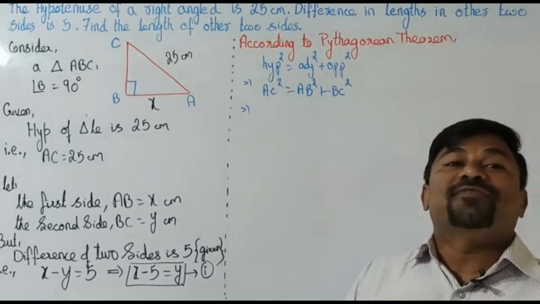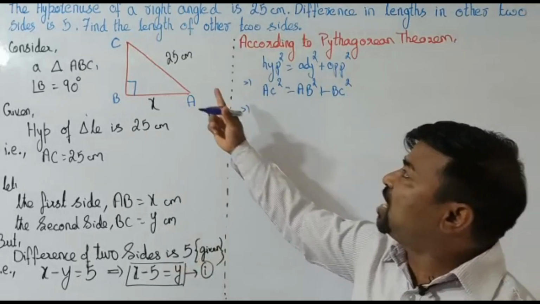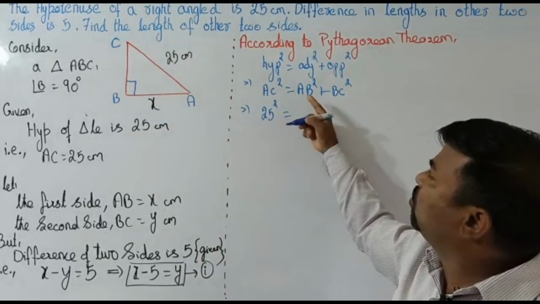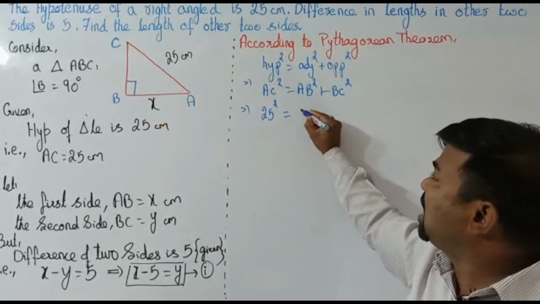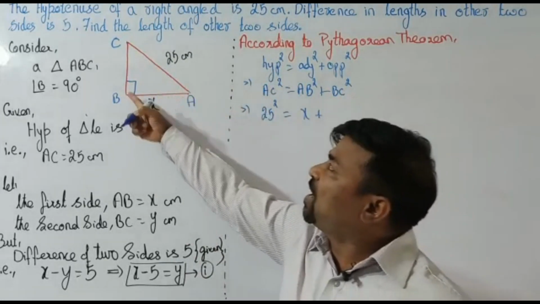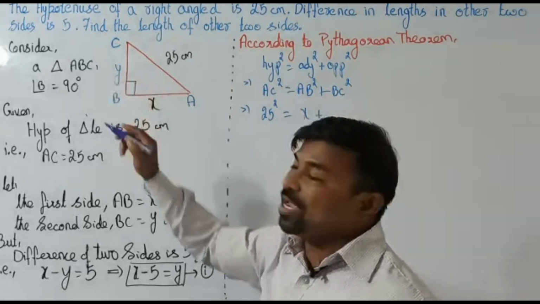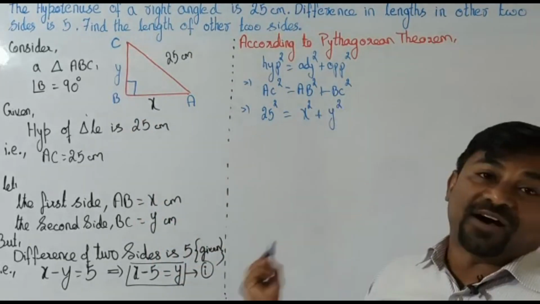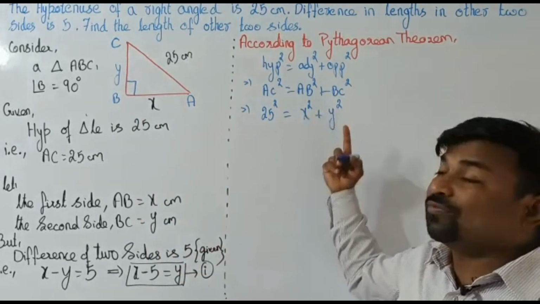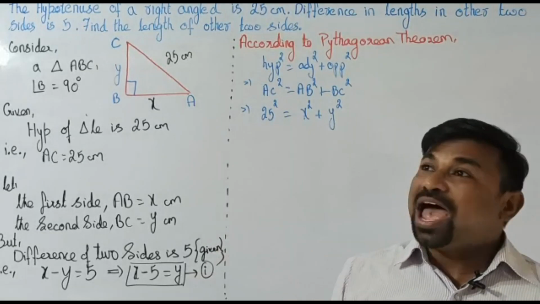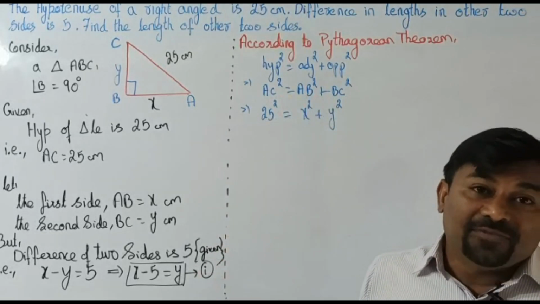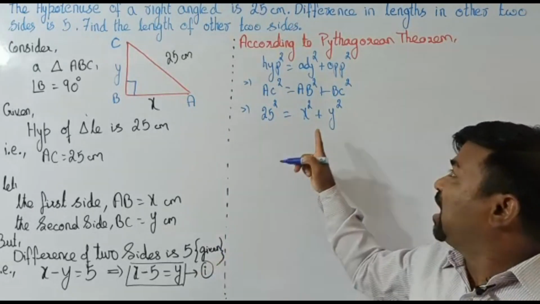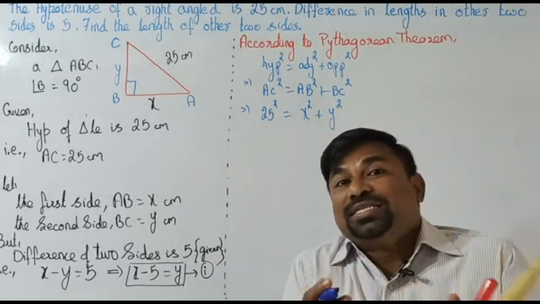Now let us plug in the values we have. What is the AC value? AC is nothing but 25. So 25 square is equal to AB, which we took as x, square, plus BC, which we have taken as y, square. Sounds fine. But how many variables do we have here? Two. As the power is 2, we already have a quadratic equation, but it should be under only one variable. We like to remove the variable y and replace it with x.